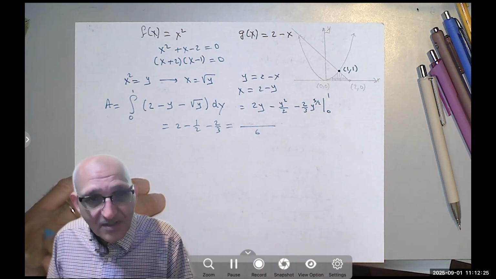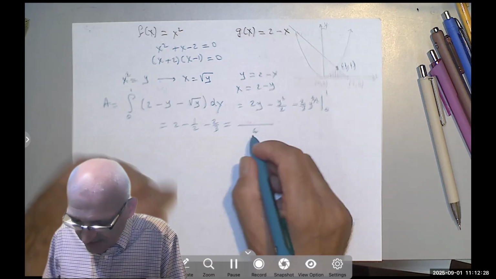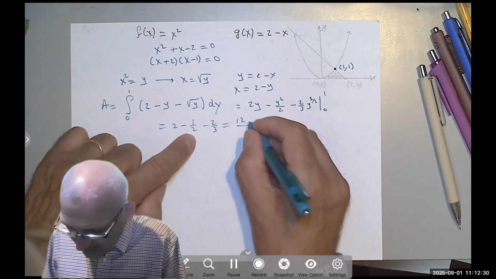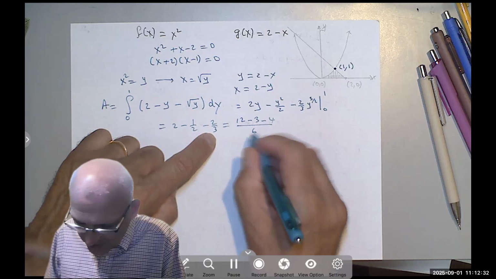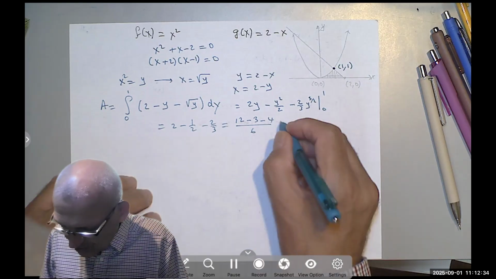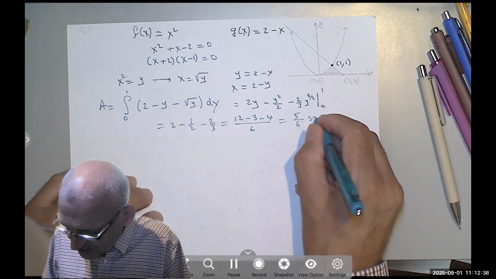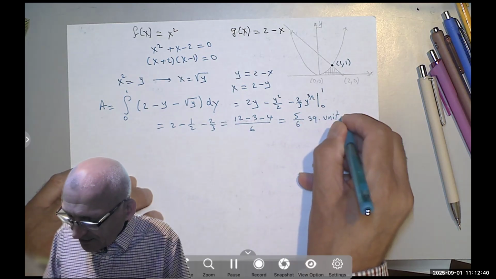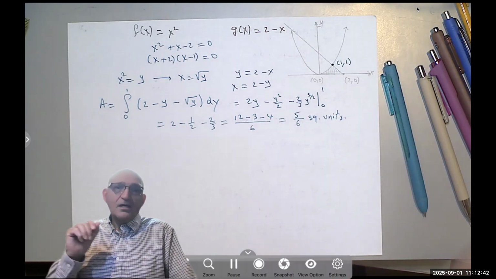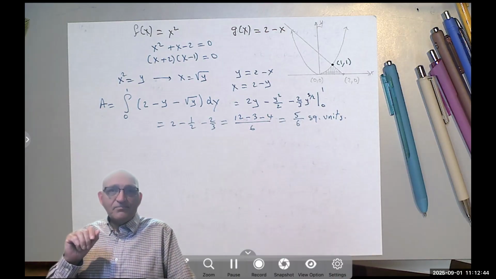You take the denominator of 6. 6 times 2 is 12, minus 3, minus 4. 6 over 3 is 2 times 2 is 4. 12 minus 7 is 5. 5/6 square units. 0.8333. Done. Move to a third.